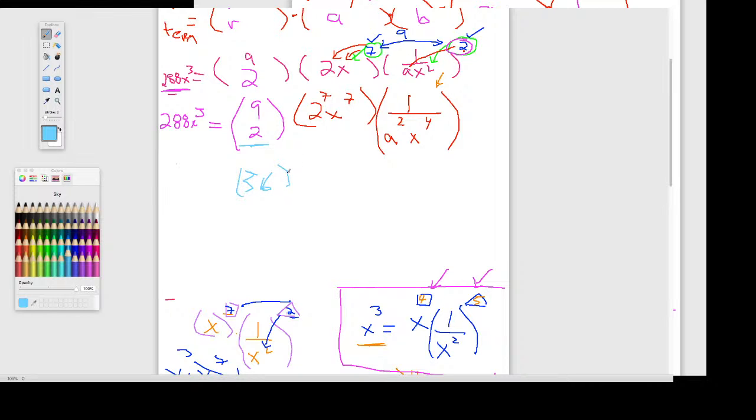If you do 2 to the power of 7, you get 128. So for sure this is a calculator question. So 36 times 128, good. And then now we have 1 over a squared, so I have x to the 7 here from this. And then on the bottom, we have a squared x to the 4th.